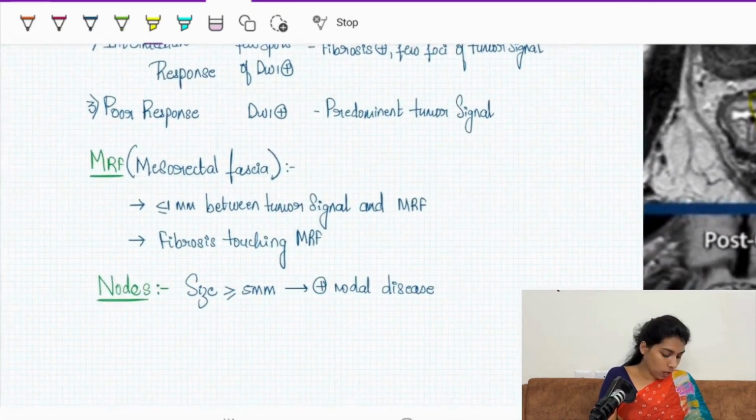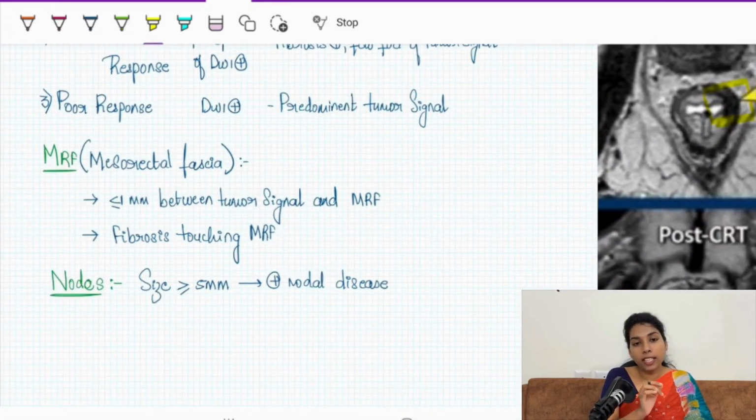And post neoadjuvant chemoradiotherapy, when do you call there is involvement of a mesorectal fascia? In a primary cancer, we told that even if the distance of the tumor signal is less than 1 mm, not touching the fascia, also give it as MRF positive. Now, post staging, we follow something similar. If you're seeing a tumor signal less than or equal to 1 mm from the fascia, give it involved. However, post chemoradio, what happens is there is a lot of desmoplastic reaction around this carcinoma. In such a case, if the fibrosis is touching the mesorectal fascia, even then we'll give it as a positive MRF.